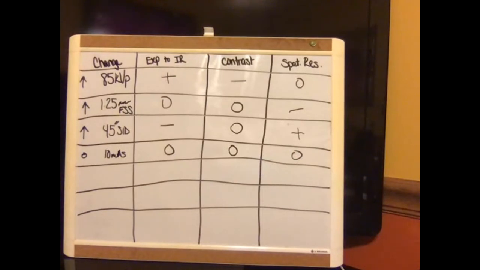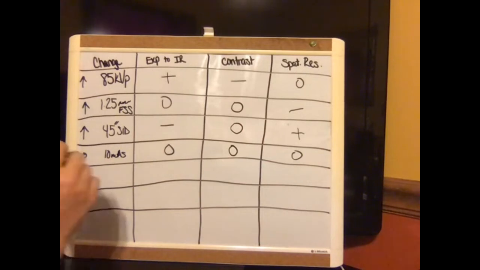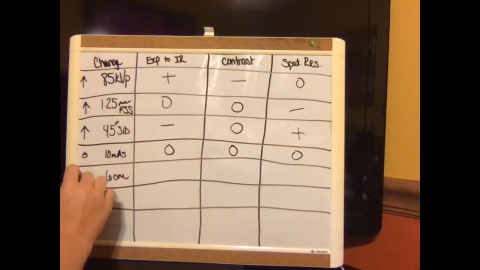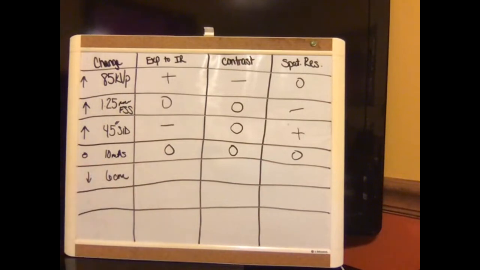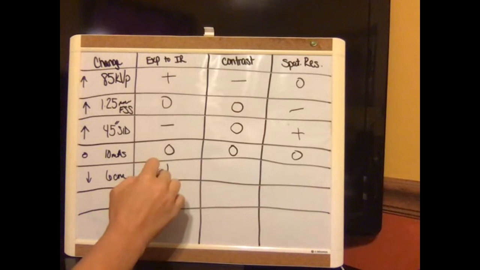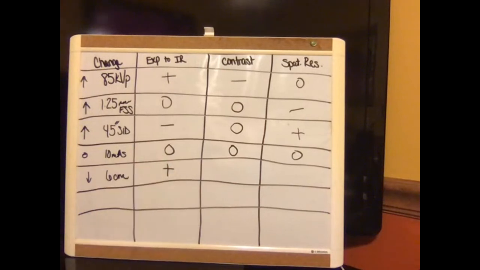Easy peasy. Patient thickness. We're going from 10 centimeter thickness to a 6 centimeter thickness. That is a decrease. If the patient is not as thick and we don't change our technique, what's going to happen to the exposure to the IR? It's going to increase. So we have less stuff to attenuate.